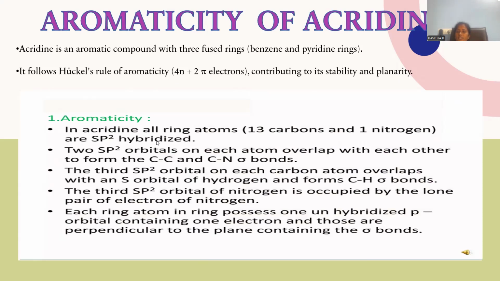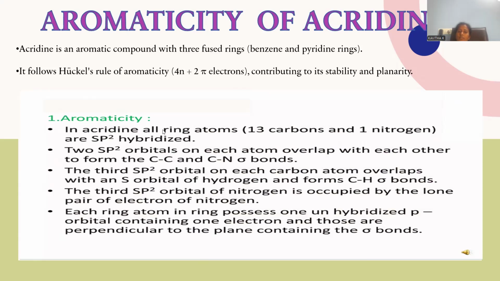All are participating in the sp2 hybridization process. Two sp2 orbitals of atoms overlap each other to form the carbon-carbon bonding and carbon-nitrogen bonding as well. All are participating. These hybridized orbitals are responsible for the sigma bond formation, whereas each carbon atom and nitrogen is accompanied by an unhybridized p orbital as well.